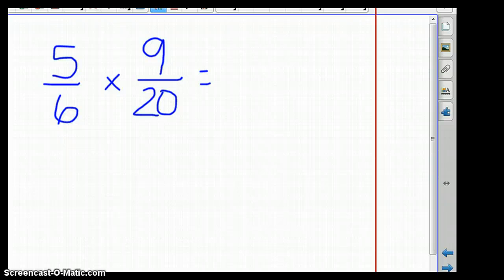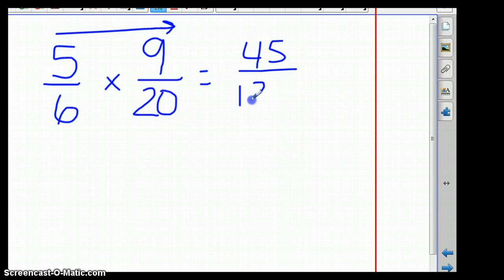Let's try that again on another problem. Here I have 5/6 multiplied by 9/20. If I were to just multiply straight across, I would end up with 45 over 120 when I do 6 times 20. Well, that's a big number, but I know that it can be simplified. First of all, they both end with a number that 5 can go into, so I know for sure I can divide by 5. If I did that, I would end up with 45 divided by 5, which is 9, and 120 divided by 5, which is 24.